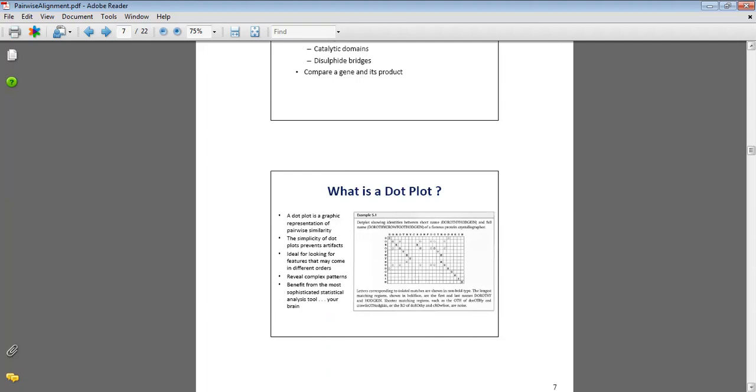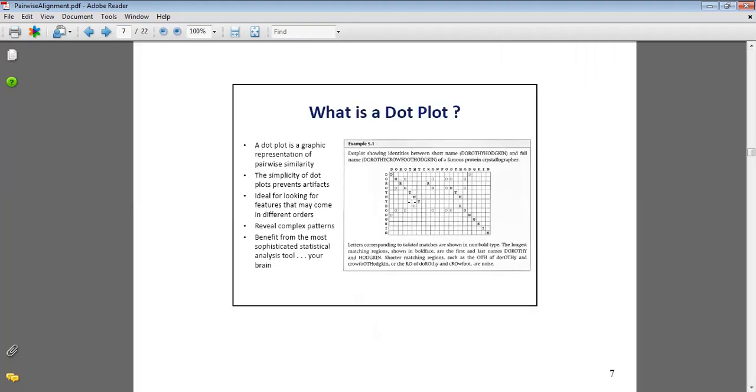This is the pairwise alignment method which uses a dot plot. A dot plot is a graphic representation of the pairwise similarity. Ideally, we look for features that may come in different orders, and revealing complex patterns benefits from the most sophisticated statistical analysis tools.